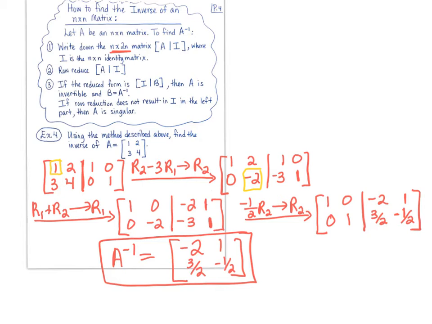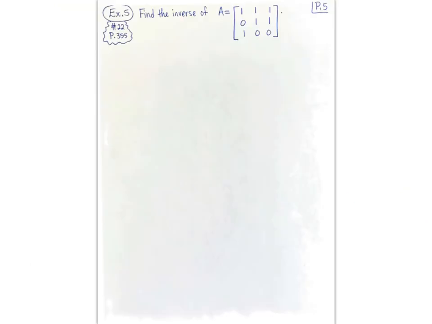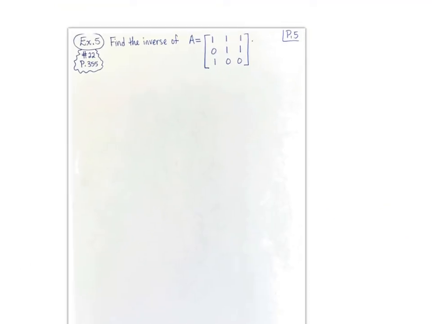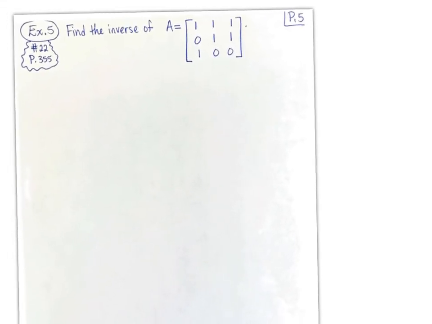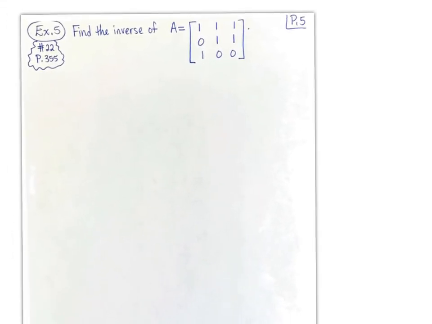None? Okay. So now what we want to do is find the inverse of this matrix A, which has entries by row 1, 1, 1, 0, 1, 1, and 1, 0, 0. Okay? Here, we're going to find the inverse of our matrix using the method that we just learned. So we're going to take the 3 by 3 matrix.